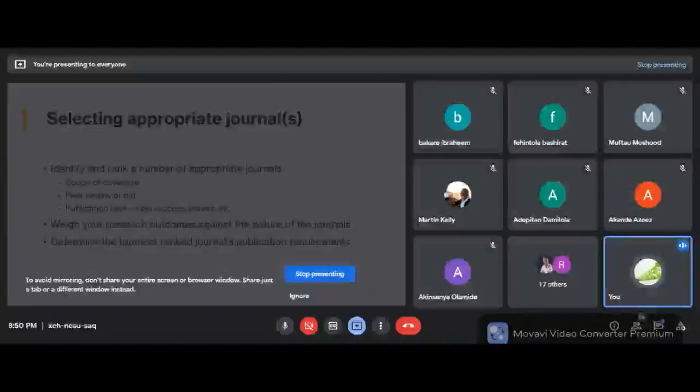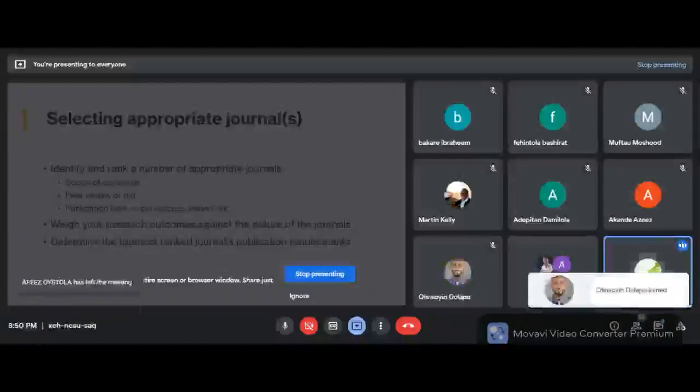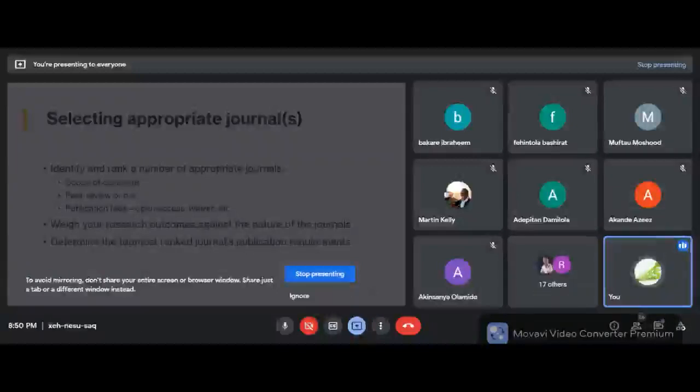Also, there is need to weigh the research outcomes against the nature of the journals. There are some journals that, even when the scope of coverage covers what the present research has been able to identify, still have specific interest in novel data. They have specific interest in publishing things that are extremely novel. So you weigh what your research outcomes are against what the nature of the journals are.